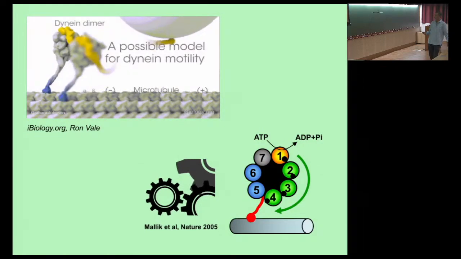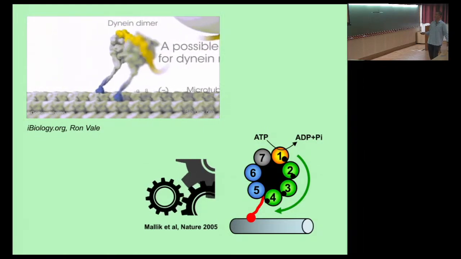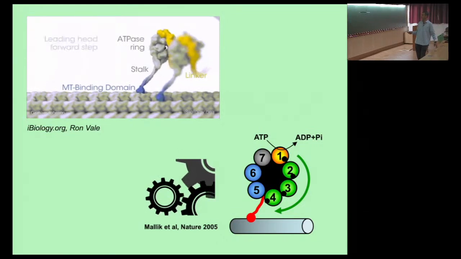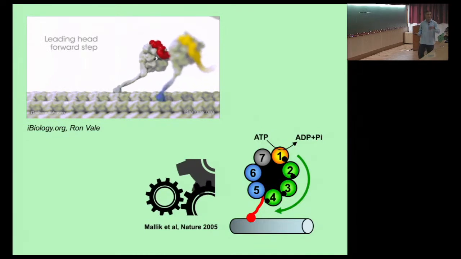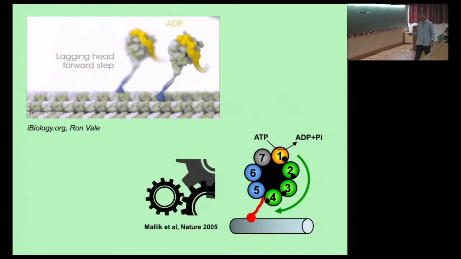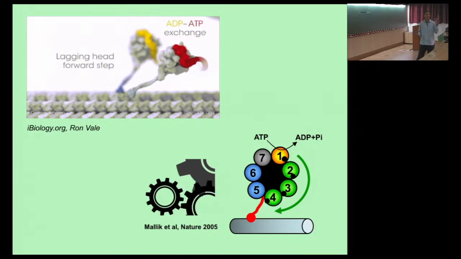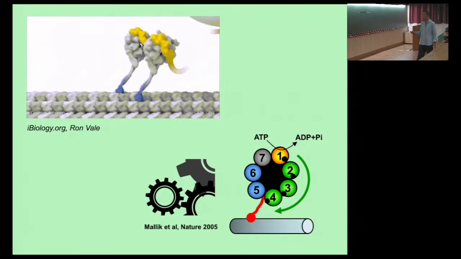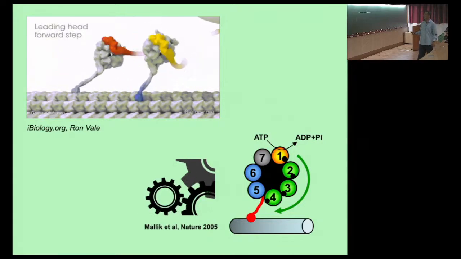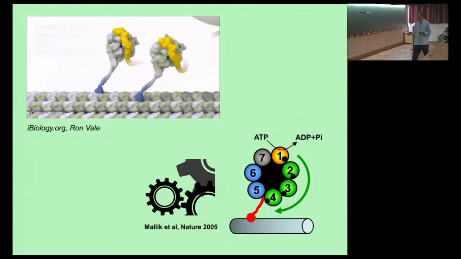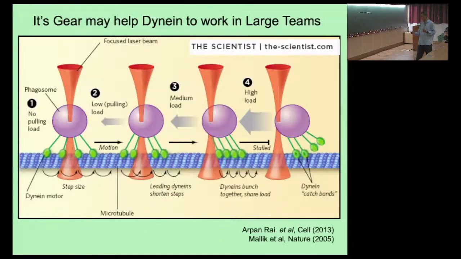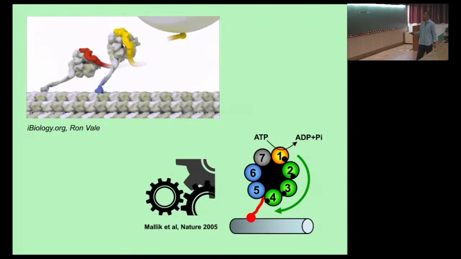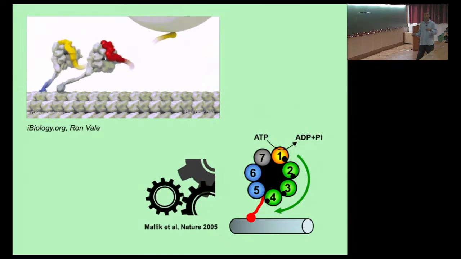And there are multiple ATP binding sites within each head, as you see here, 1, 2, 3, 4. Some of them can hydrolyze ATP, some of them can bind but not hydrolyze, some of them hydrolyze weakly, and so on. So this is much more complicated than kinesin, which can bind only one ATP in one head at a time. This can bind more. And what I had shown in working with Steve Gross is that this ability to bind multiple ATPs allows the dynein motor to function as a gear.